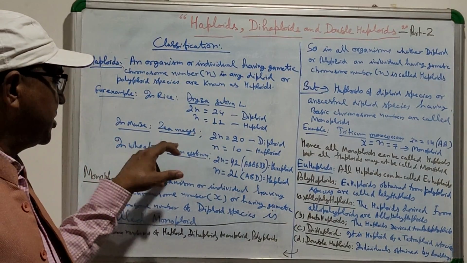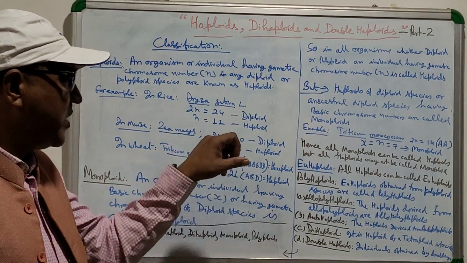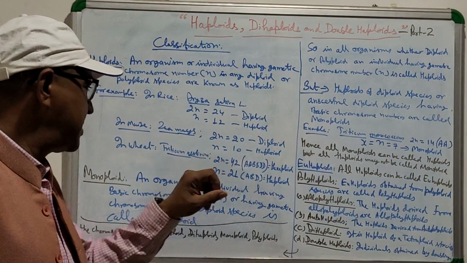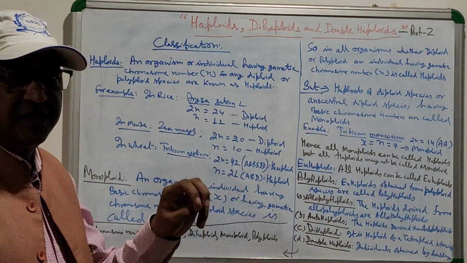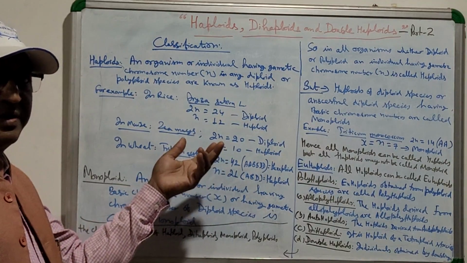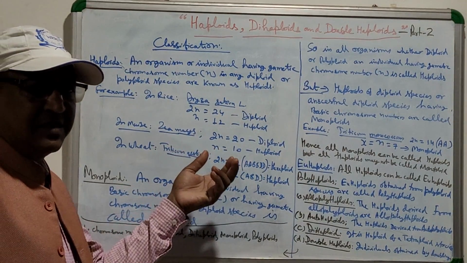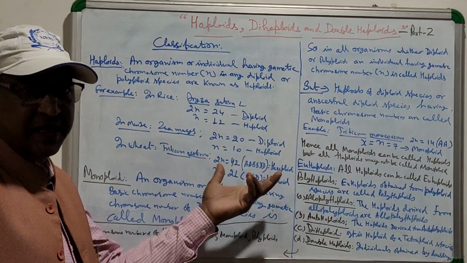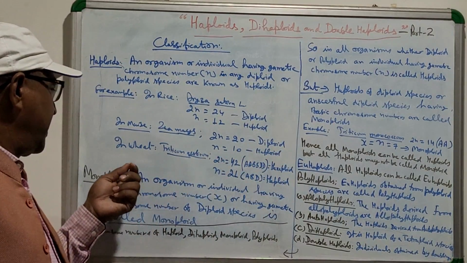In maize, Zea mays, 2n = 20 is diploid, and n = 10 is haploid. If you have an individual plant with 10 chromosomes in its body, you can say it is a haploid plant in maize.